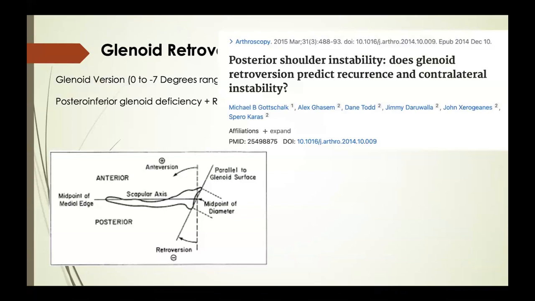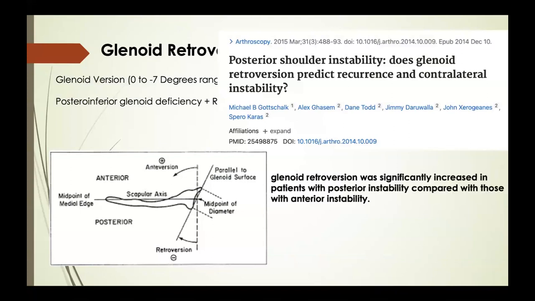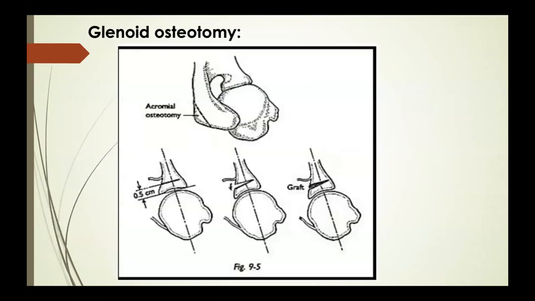A study was done on posterior shoulder instability with glenoid retroversion, and they said that the glenoid retroversion change with glenoid osteotomy was significantly greater in patients with posterior instability compared with those with anterior instability. This image depicts the glenoid version being improved in the posterior aspect by taking a wedge from the posterior glenoid, and the version has been increased.